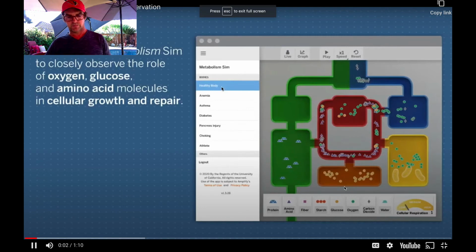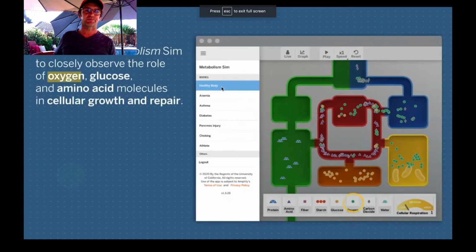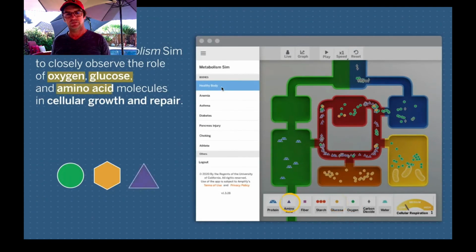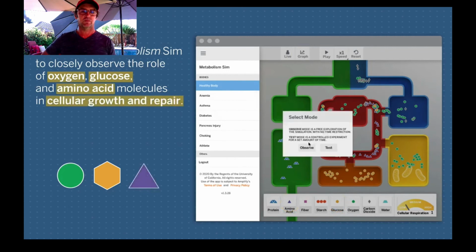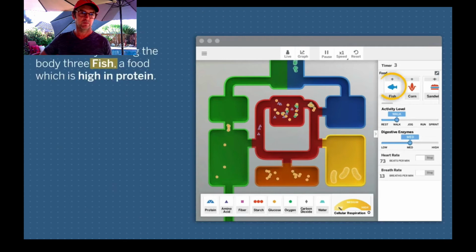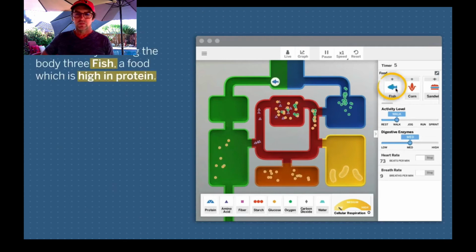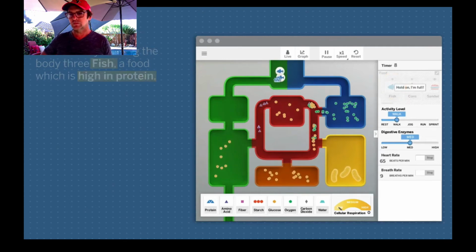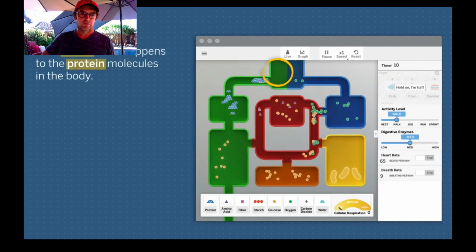Let's use the Metabolism Sim to closely observe the role of oxygen, glucose, and amino acid molecules in cellular growth and repair. We'll start by feeding the body 3 fish, a food which is high in protein. Let's watch what happens to the protein molecules in the body.